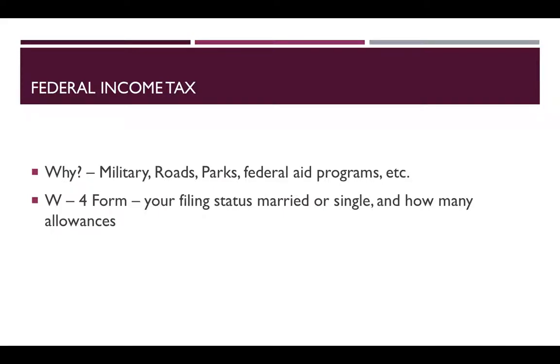When they're calculating your federal income tax, the first thing you need to know is, why do we even pay it? We pay it because the money goes toward things like military, roads, parks, federal aid programs, student loans, etc. When you get a job, you're going to fill out what's called a W-4 form. On that, you're going to file your status. This means you're going to determine whether you're married or single and how many allowances you have. The more allowances you claim, the less money they will take out.